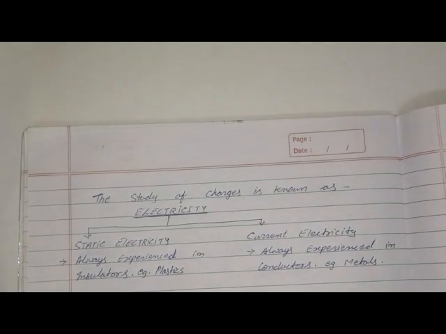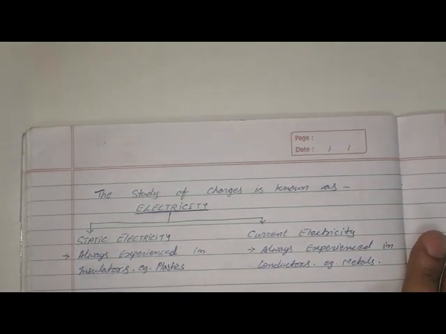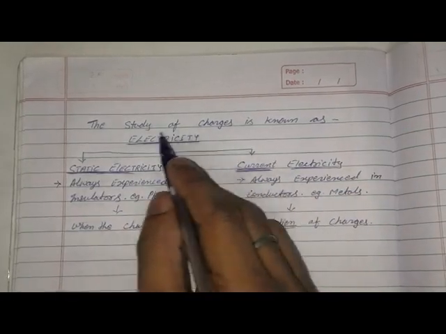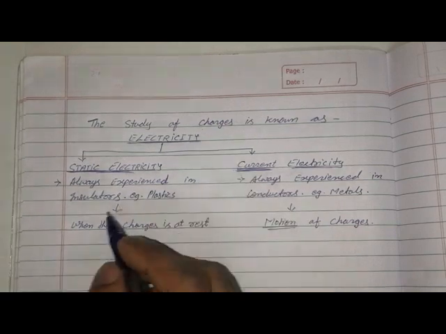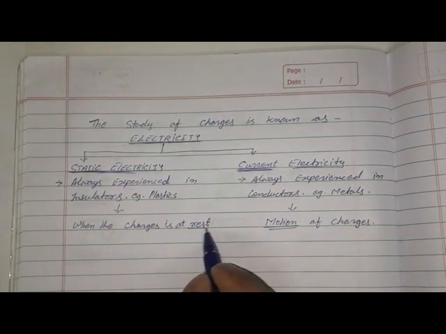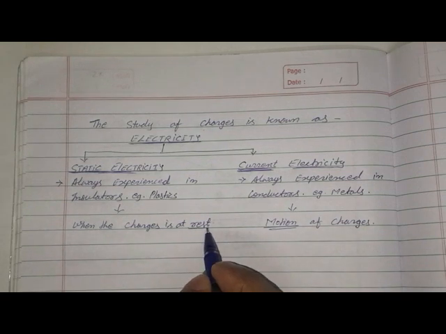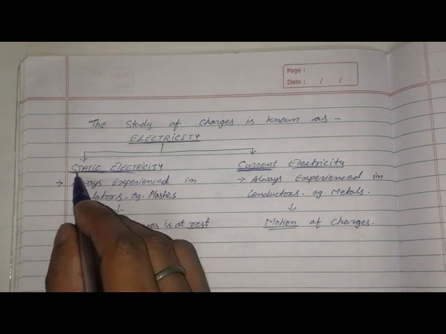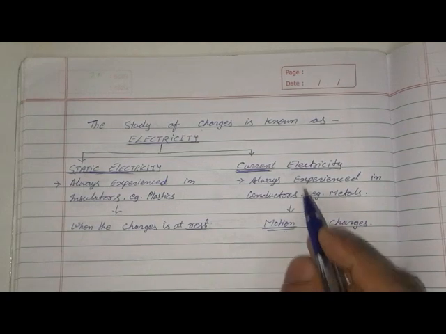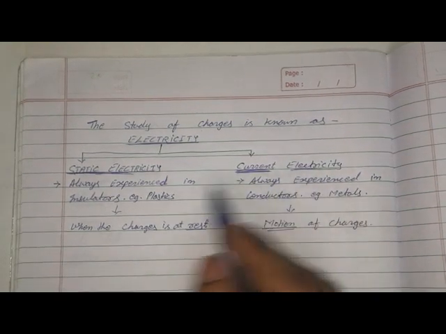If we write the definition of electricity, it goes like this: the study of charges is known as electricity. The study of these charges can be done in two ways. The first way is when the charges are at rest and you are studying about them; this is known as static electricity. And when the charge is in motion, that is known as current electricity. So we will try to understand the basic difference between these two.